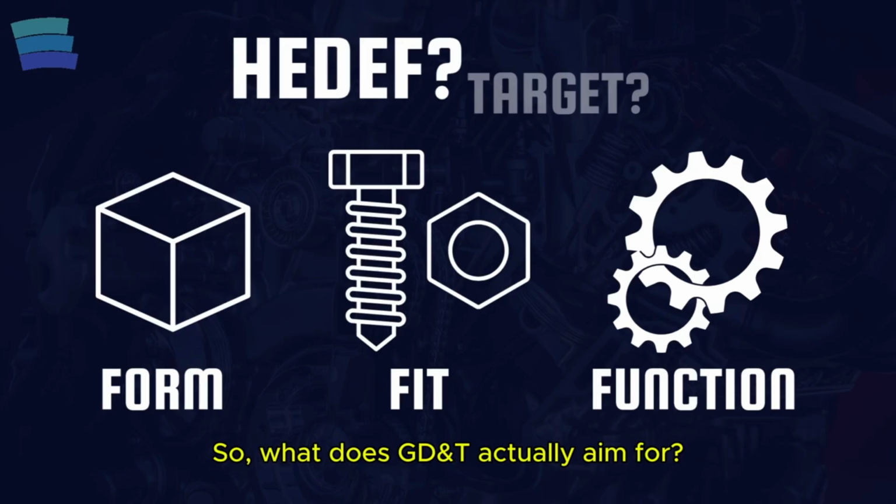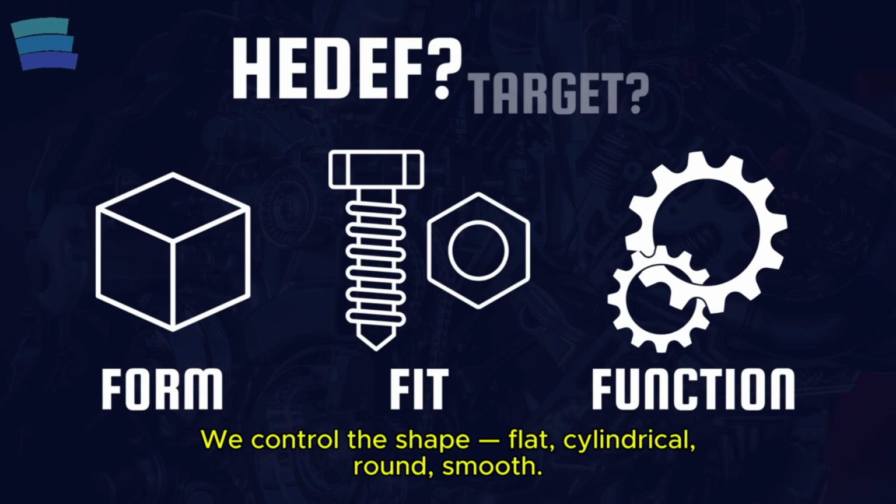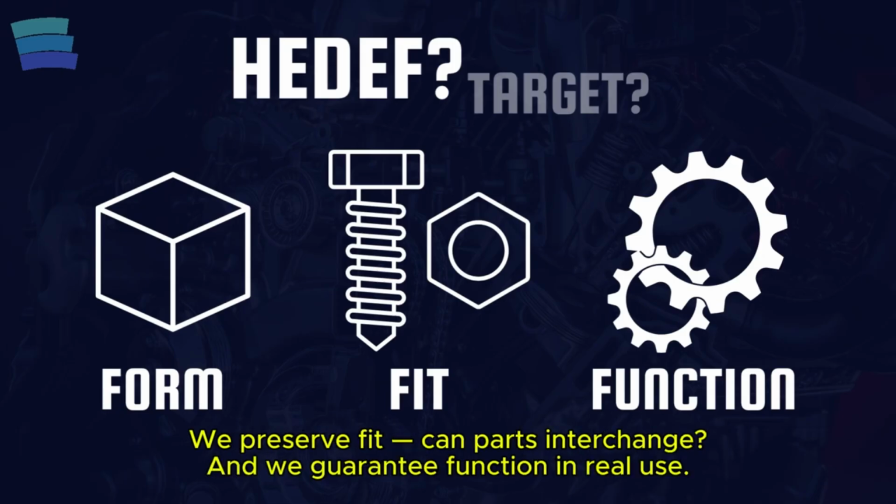So what is the core aim of GD&T? Three things: form, fit, and function. We control the form. Is it flat, cylindrical, round, smooth? We protect the fit. Can parts be interchanged with each other? We secure the function. Does the product work in the real world as intended?